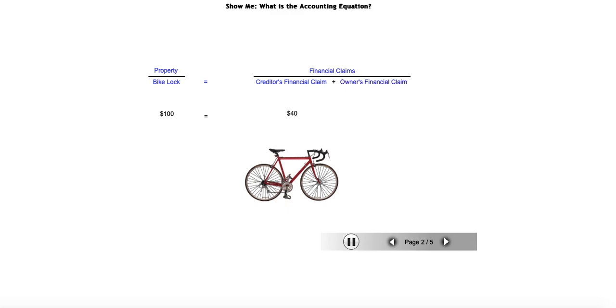Suppose you want to buy a $100 lock for your mountain bike, but you only have $60. You decide to pay the store $60 and sign an agreement to pay the remaining $40 over the next 2 months. In this case, the property or asset worth $100 is equal to the financial claims, the creditor's claim, or liability of $40, plus the owner's claim or equity of $60.